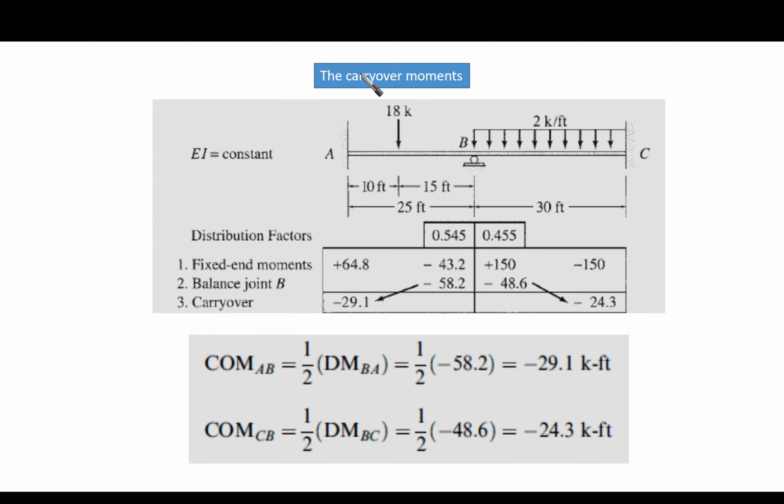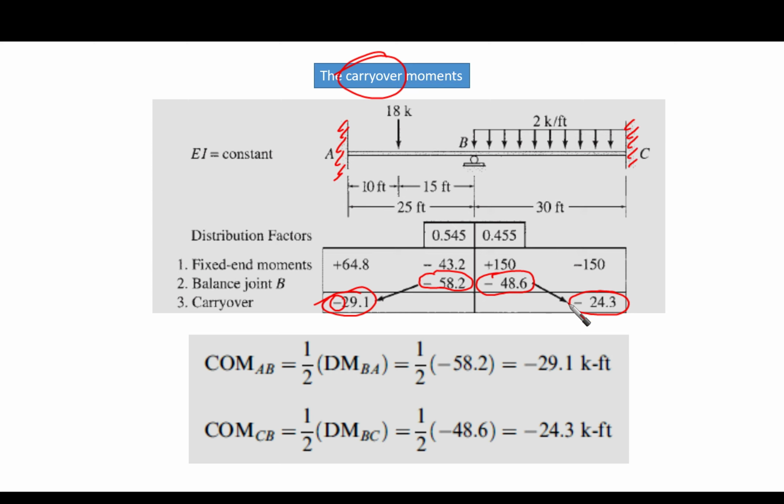The next is the carryover moments. We are going to make the carryover. So this moment at point B is going to carry over, give some moment here, half, because the far end here is fixed. So half of it will be given here with the same sign. And here, minus 48.6, half of it will be given to the far end, which is fixed here.